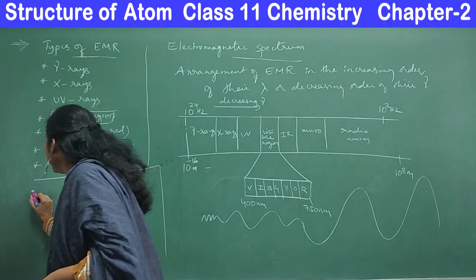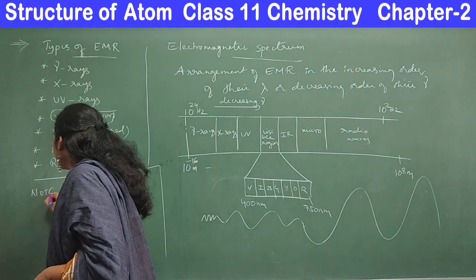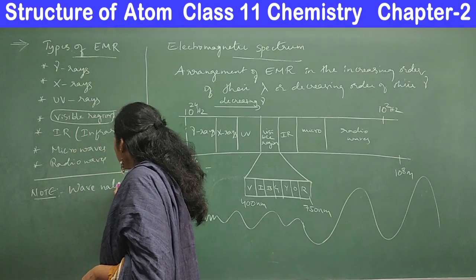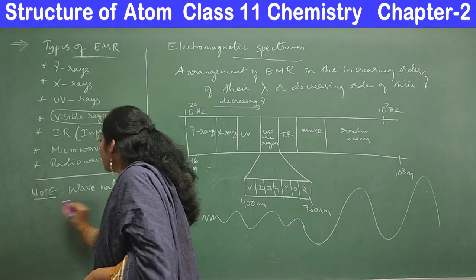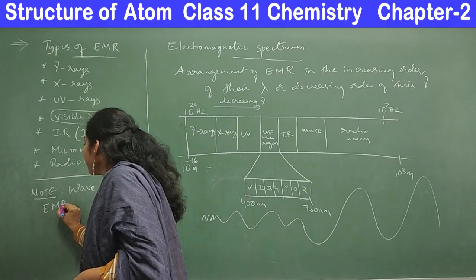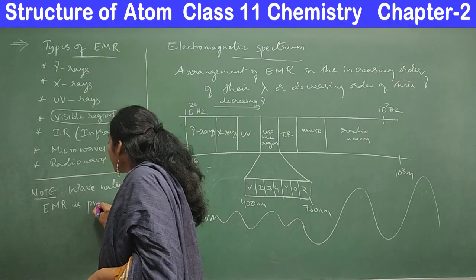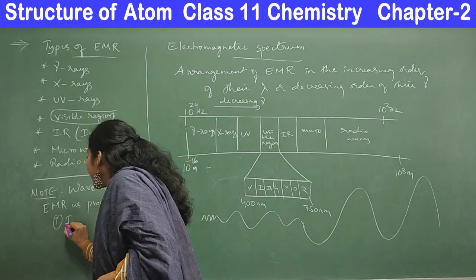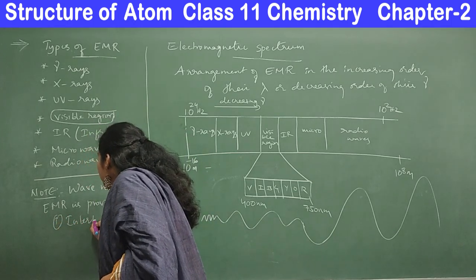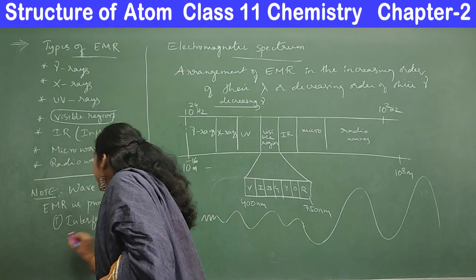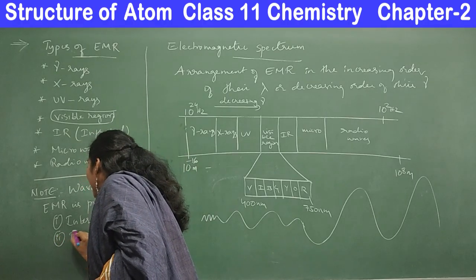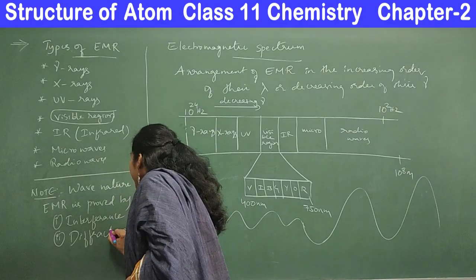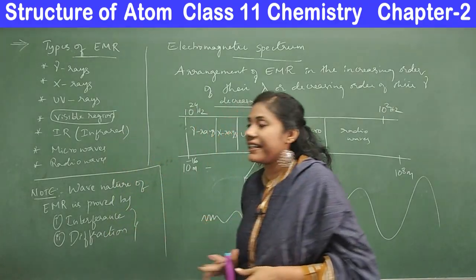Okay, so let me write a note here. This is really very important. Wave nature of electromagnetic radiation is proved by, first one is interference, and second one is diffraction. Which you will study in physics, but still I'll give you some idea.